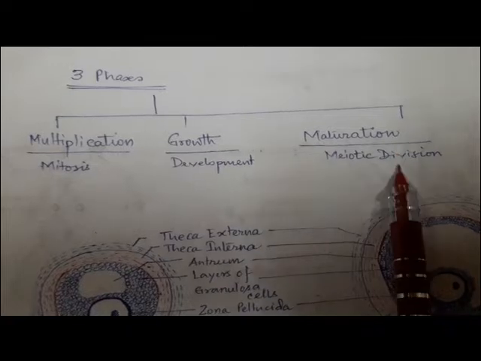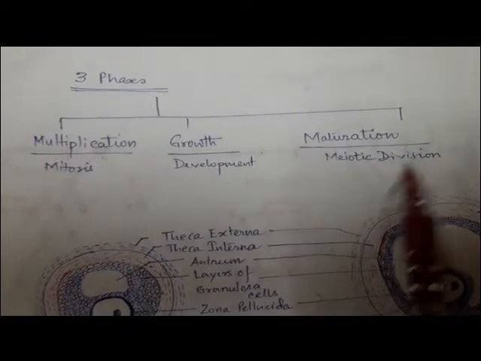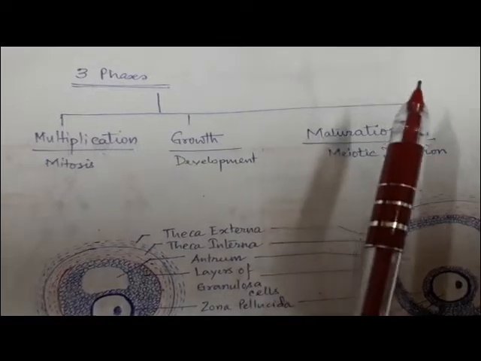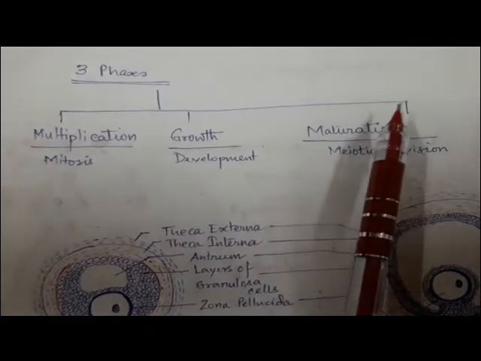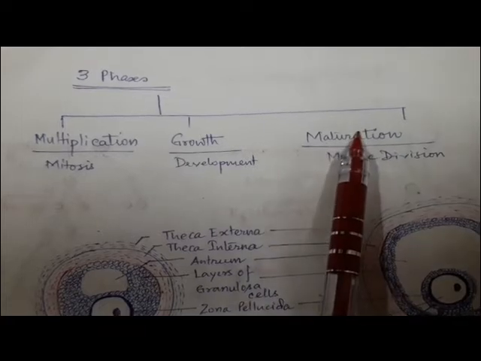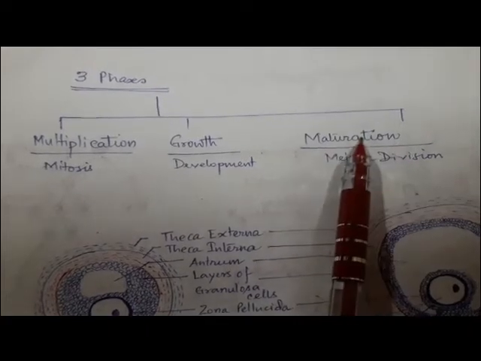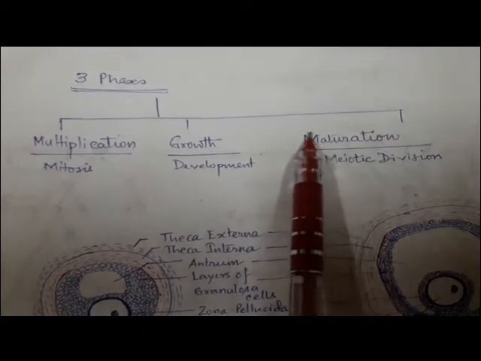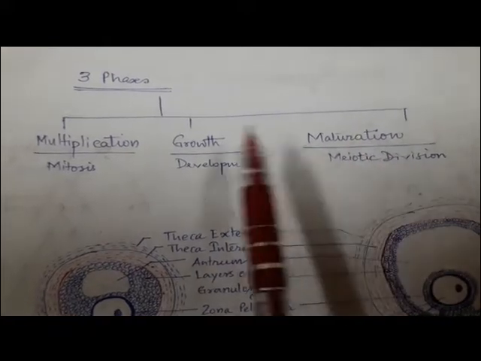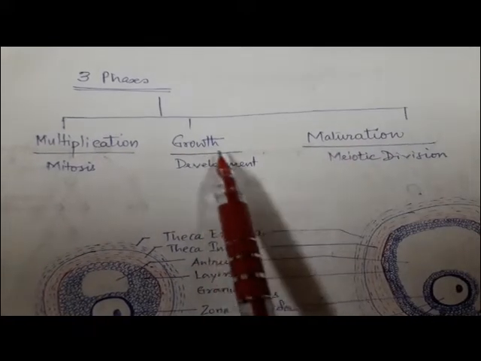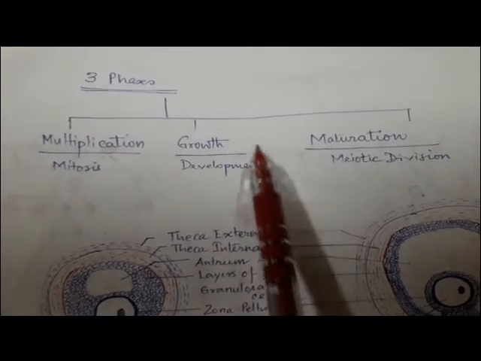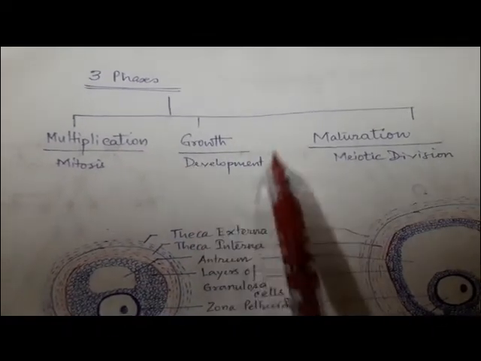What happens during this maturation phase, as I said, is that the primary oocyte undergoes division. The division is not equal, and because of that a large secondary oocyte is formed along with a small polar body from meiosis. That means here during the growth it was the primary oocyte which was present, right?